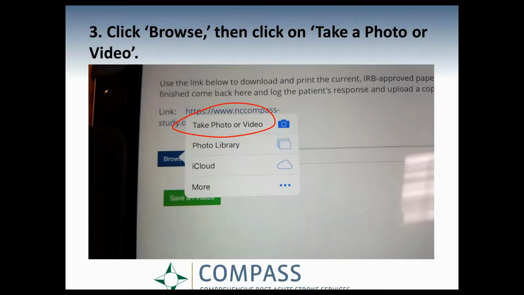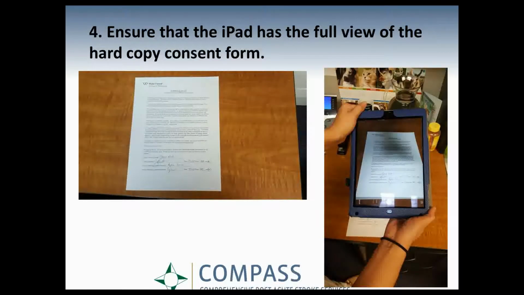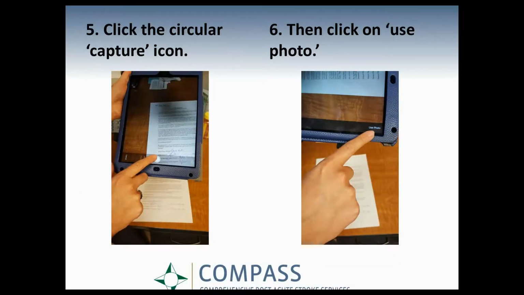Once you click on this Take Photo or Video button, it will automatically take you to the camera already on the iPad. So once you have a good view of the hard copy consent on the iPad, you will see this circular capture icon on the screen. If you can see where my finger is, it's that circular white icon. So you click on that, and it snaps a picture of that hard copy consent. And then you will see the words Use Photo pop up. And so you click on Use Photo.